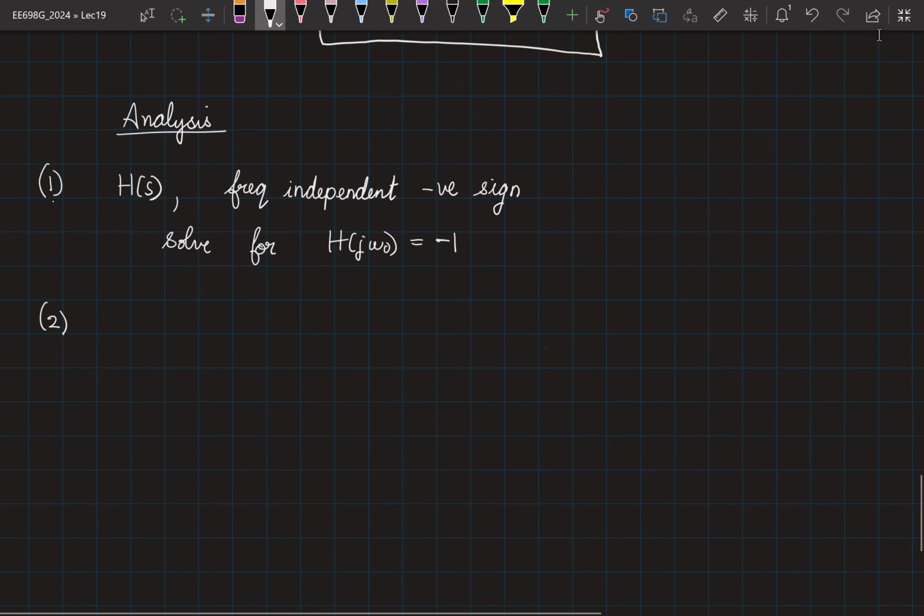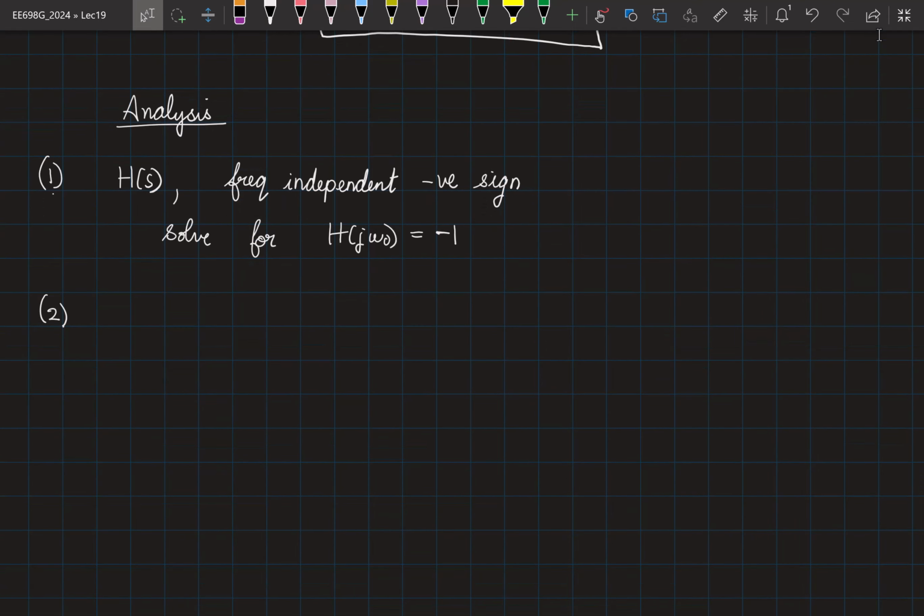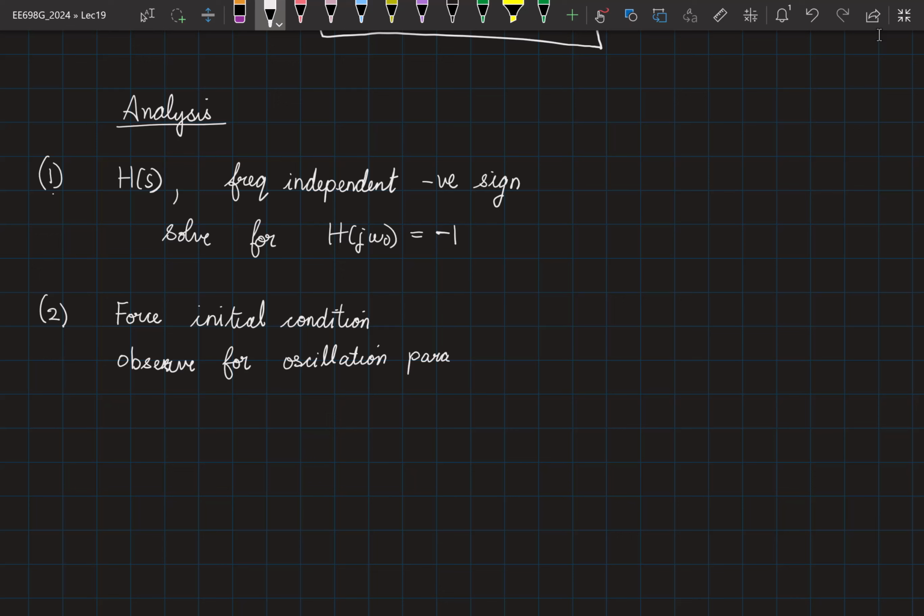Now the second method is to take the closed loop system and then you force some initial condition on it and simply observe how the circuit is behaving to this initial condition and whether it is going to result in an oscillation. Right? So you force an initial condition and then observe for parameters of oscillation. We'll take an example to go through all 3 methods.